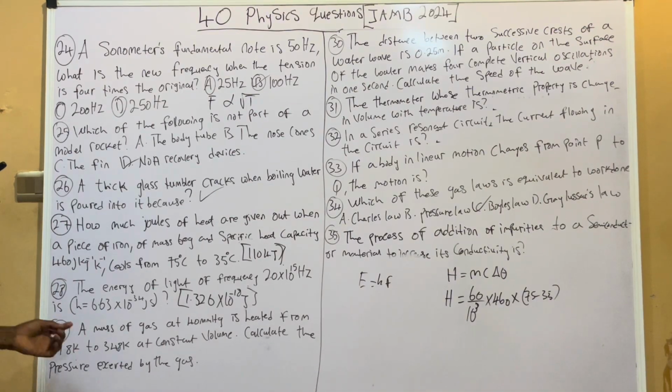Now, question 29 says a mass of gas at 40 millimeter mercury is heated from 298 Kelvin to 348 Kelvin. Remember, you have to convert, but it's already in Kelvin. At constant volume, calculate the pressure exerted by the gas.